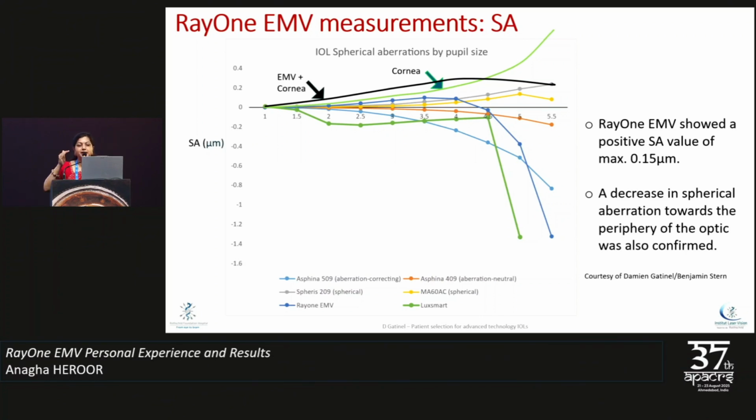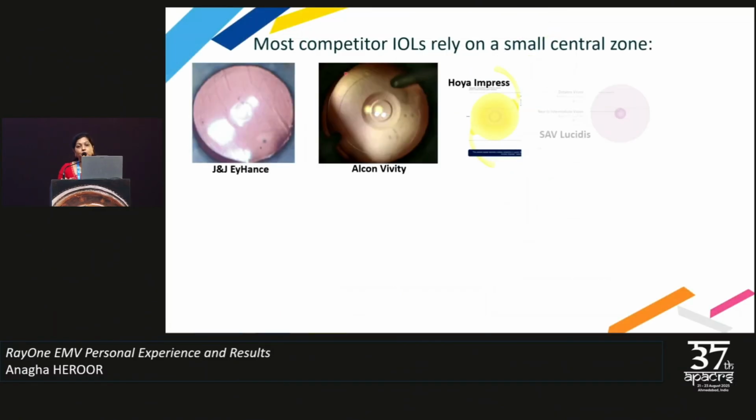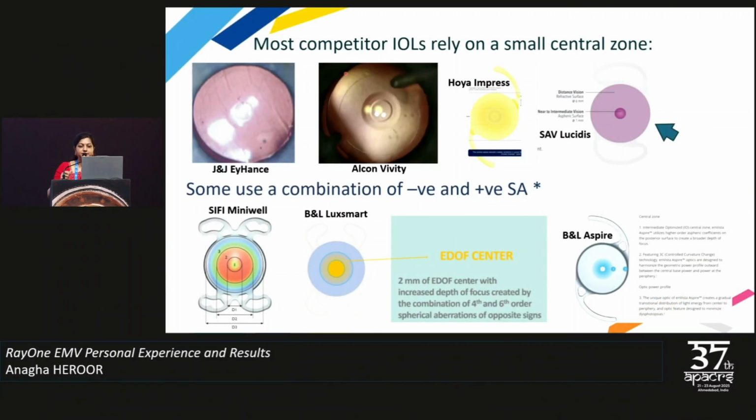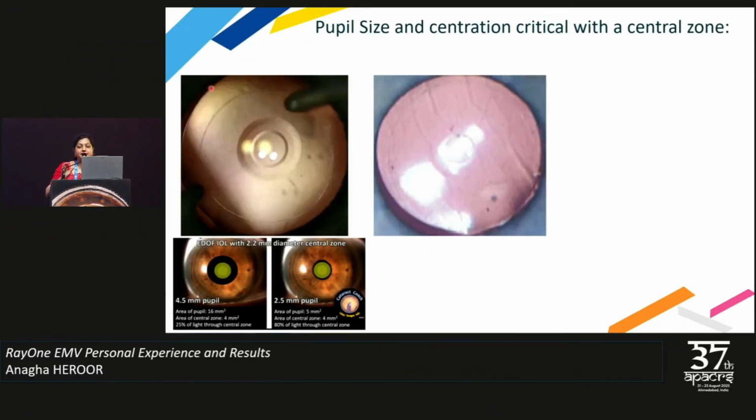The dip in the spherical aberration compensates for the increased spherical aberration in the cornea. So even when the pupil dilates in the mesopic pupil, the contrast sensitivity remains good. So it literally is a pupil independent lens. Many IOLs also rely on a very small central zone or use a combination of negative and positive spherical aberrations in the center, which means that in these lenses, the pupillary size and the centration of the IOL becomes very critical.